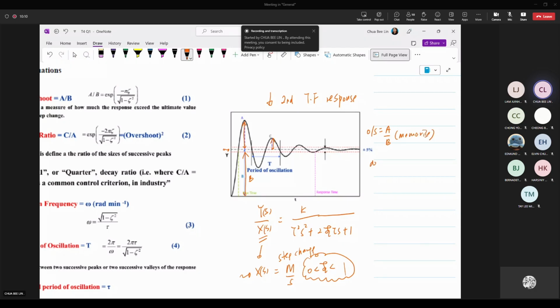Same goes to decay ratio. You need to memorize this decay ratio formula as C over A. So what is your B? Your B is actually the ultimate value because of the change, because of the change X(s). So this is your B value, ultimate value, or we can say it is y(t) when t goes to infinity. So this is your ultimate value, or sometimes we call it the steady state value.